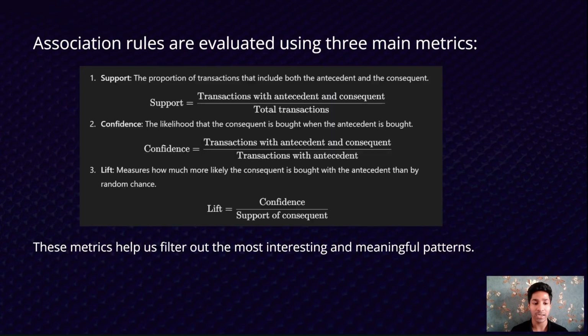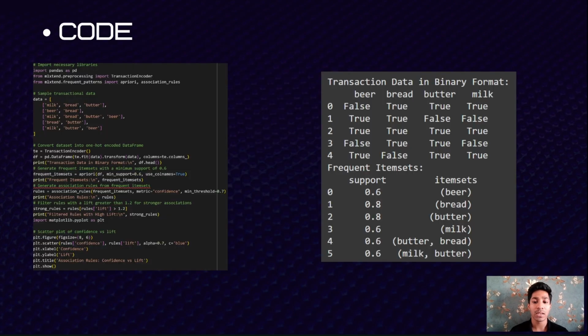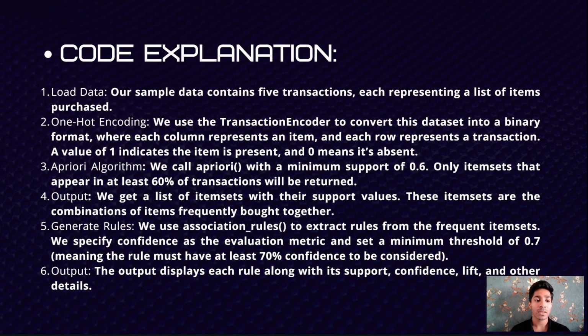Then we have code related to association rules, and the output here is in the form of binary falses and trues, which can be represented as zeros and ones. Here's the explanation of our previous code, in which we load our sample data, which contains five transactions, each representing a list of items purchased.